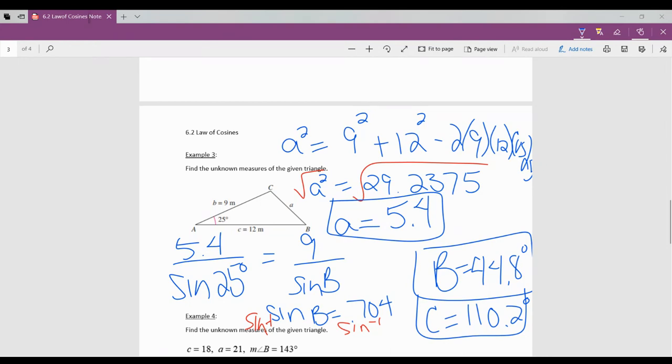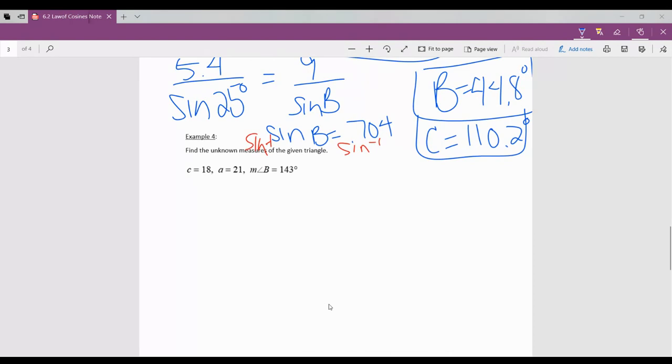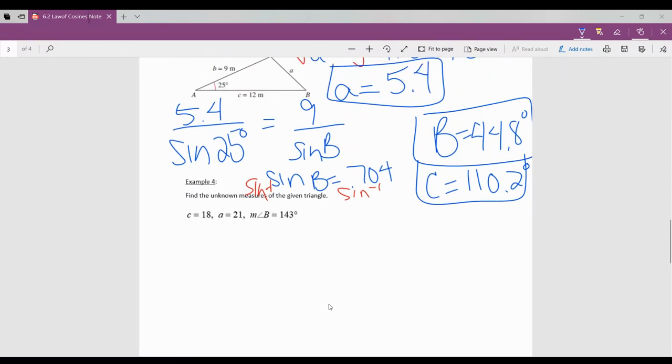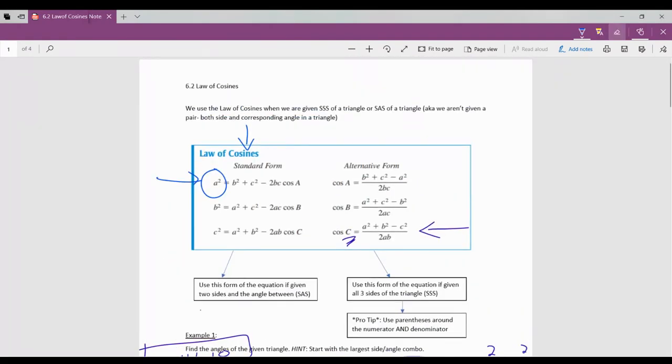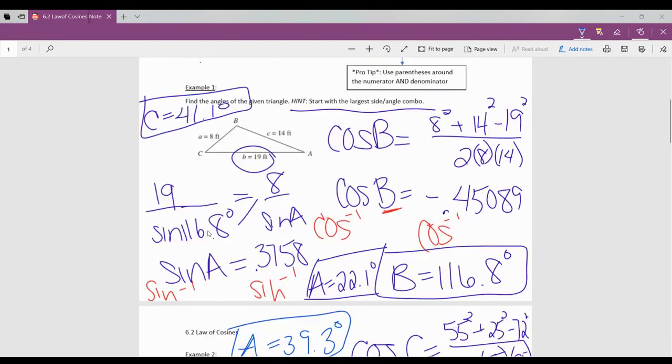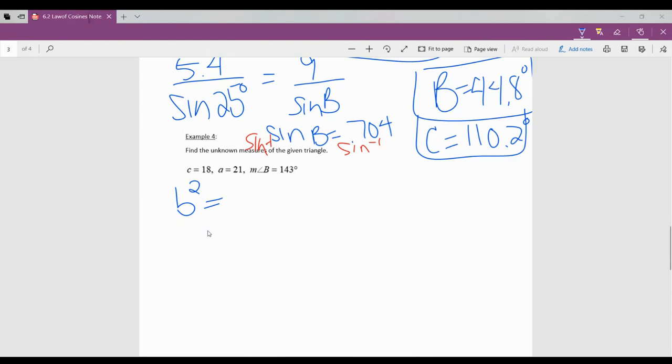All right, next one, we've got side C, side A, and measure of angle B. All right, so we're not given the pair, so I'm looking for side B. So I'm looking for B. So it's going to be B squared equals, because I'm looking for side B. Now this time, I'm going to be finding this one. So B squared equals A squared plus C squared minus 2AC cosine B. Okay, so B squared equals A squared plus C squared minus 2AC cosine of B.